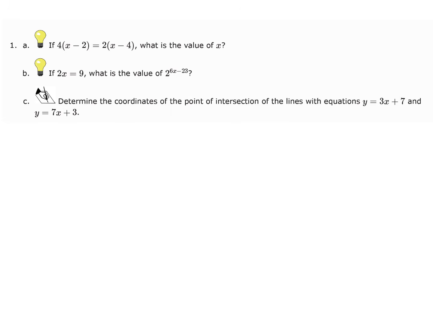If 4 times (x minus 2) is equal to 2 times (x minus 4), what is the value of x? So we have 4 times (x minus 2), so let me just expand that: 4x minus 8, and on the other side it will be 2x minus 8. Then that's going to be 2x is equal to 0, and therefore x is equal to 0.